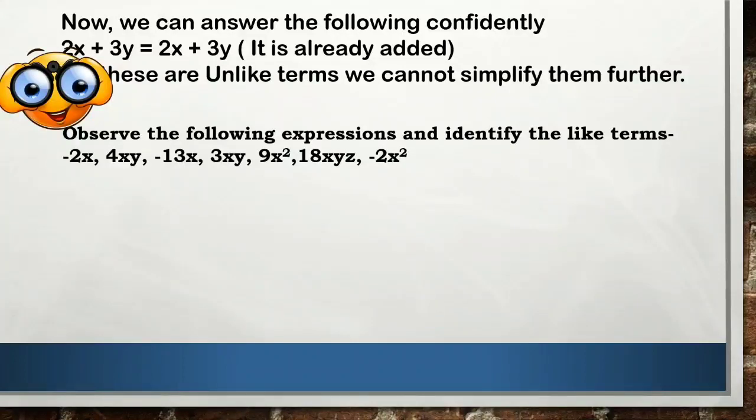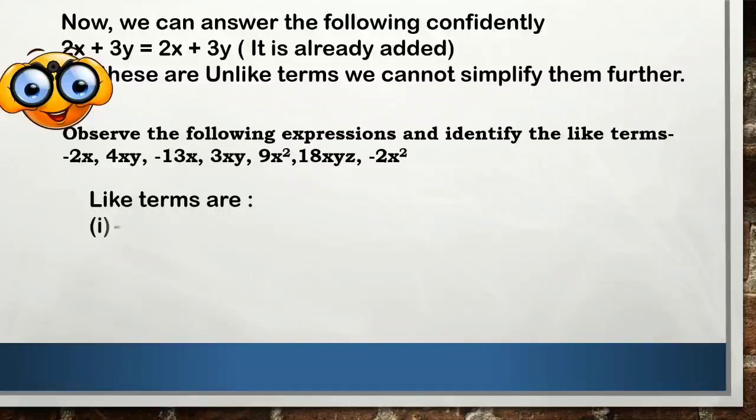I hope you can easily identify the like terms. If I'm taking minus 2x, I have to see whether there is any other term having the same variable. Yes, there is also one same variable, x is there, 4xy, but one more extra variable is there. So I cannot consider this as the like term to this. Okay, so minus 2x, minus 13x. Yes, that's all. 4xy, 3xy, these are the like terms.